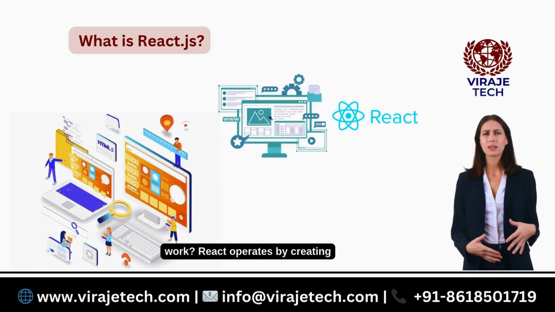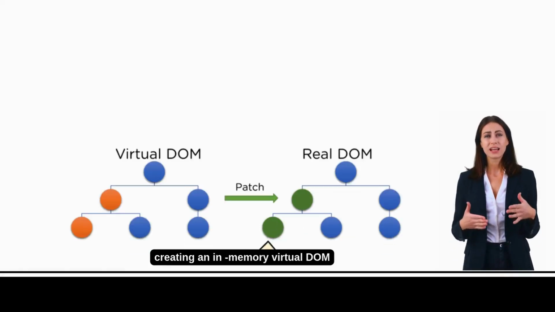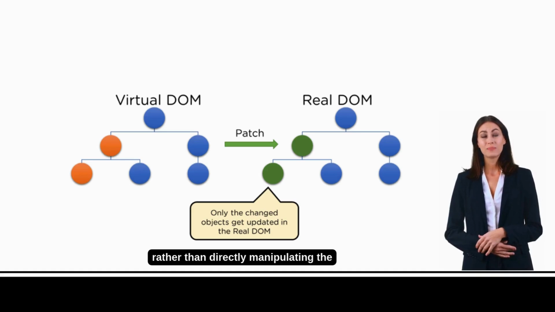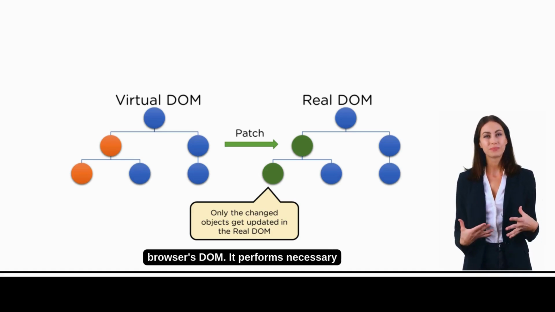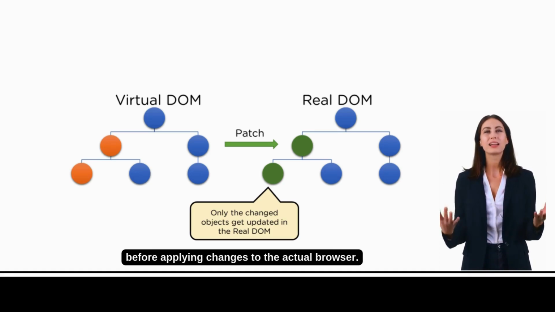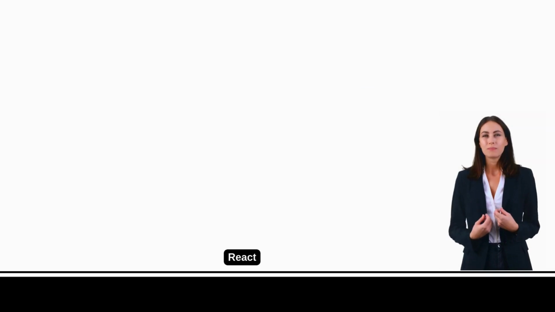How does React work? React operates by creating an in-memory virtual DOM, rather than directly manipulating the browser's DOM. It performs necessary manipulations within this virtual representation before applying changes to the actual browser DOM.